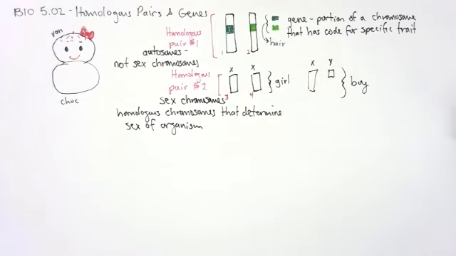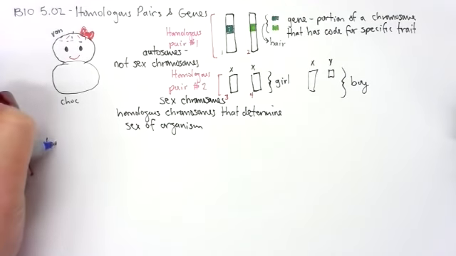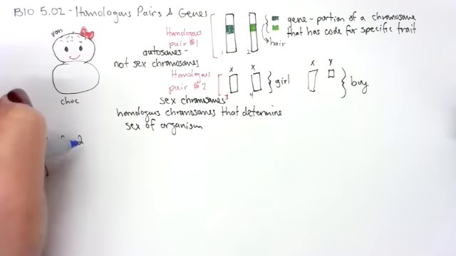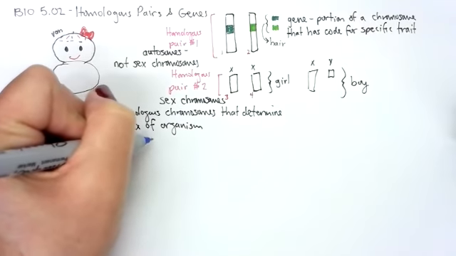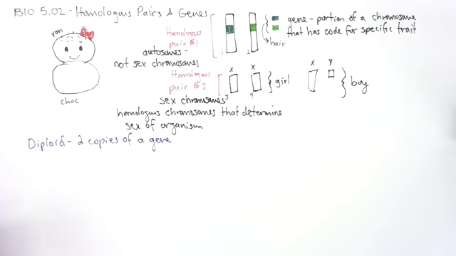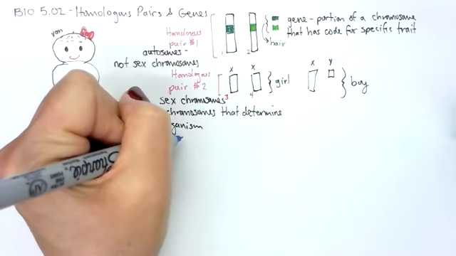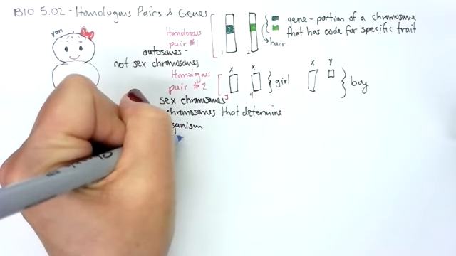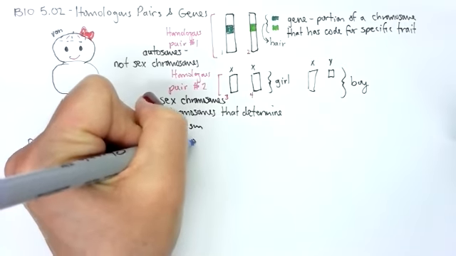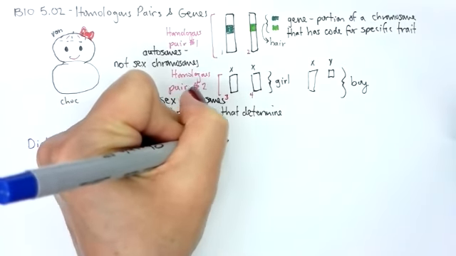So we're going to introduce a new term. I don't remember if we used this term in the last video or not. If you're diploid, you have two copies of a gene or two chromosomes, or your chromosomes are arranged as homologous chromosomes. So we'll just say homologous chromosomes.